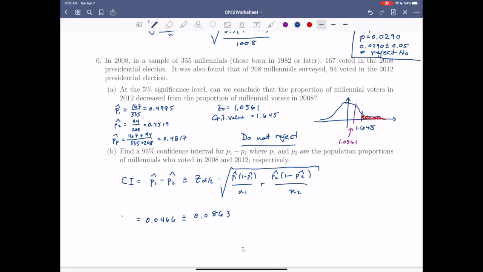Okay, so what that tells us is that our population P1 minus P2 is going to be somewhere in the interval from 0.0466 minus 0.0863, so that's negative, I need to make sure I round this correctly, negative 0.0397, all the way up to 0.1328.